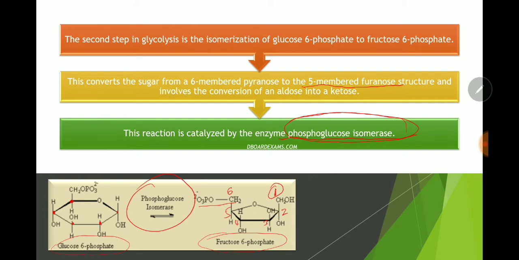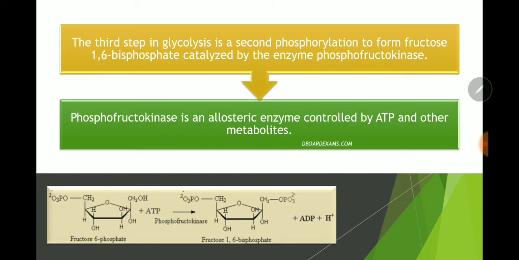So, phosphoglucose isomerase. The third step in glycolysis is a second phosphorylation. So now you have formed fructose 6 phosphate, and you're going to add one more phosphate. To add one more phosphate, what enzyme is needed? It's a kinase. Remember, the kinase is the one which adds phosphate.